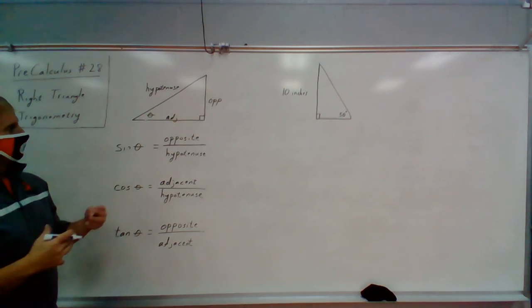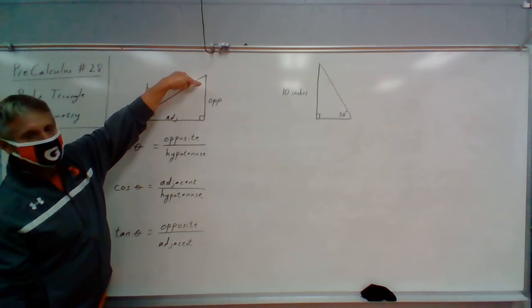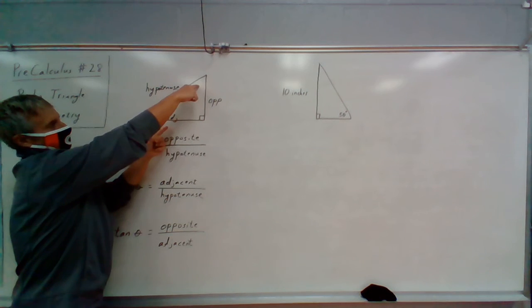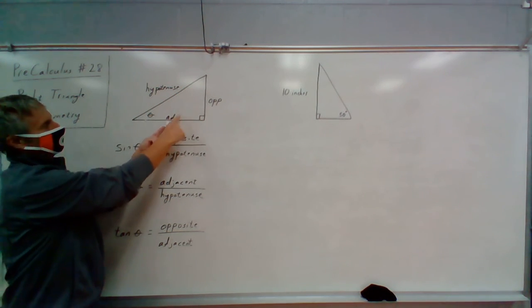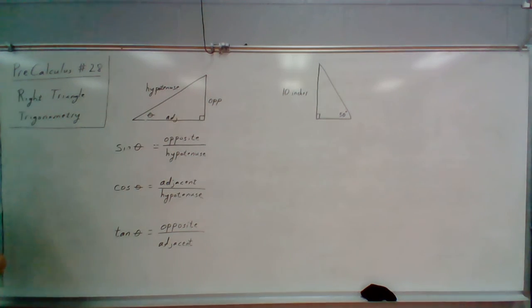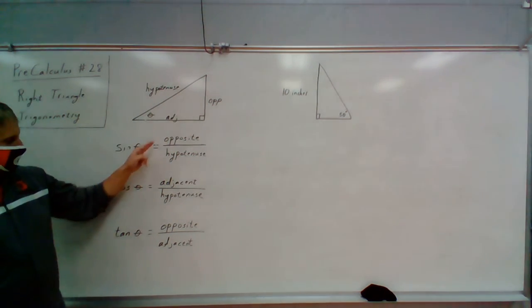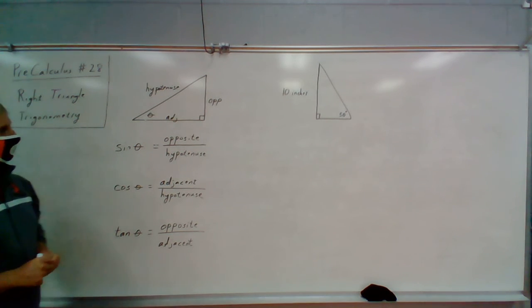Okay, now again, those are relative terms. Opposite and adjacent are relative. If I'm talking about this angle up here, this would be the opposite side relative to that angle. And this would be the adjacent side relative to this angle. So when you talk about these terms opposite and adjacent, you have to know what angle you're talking about.